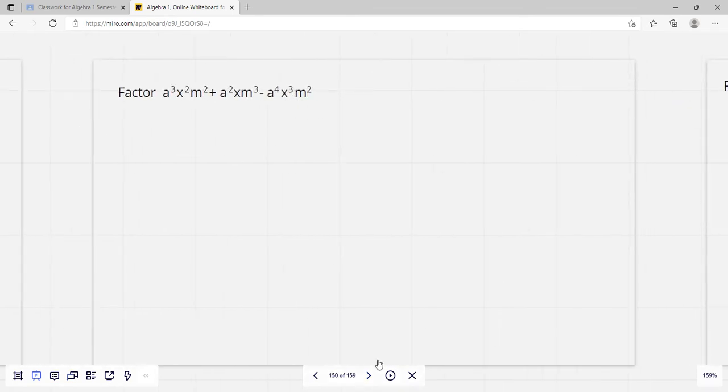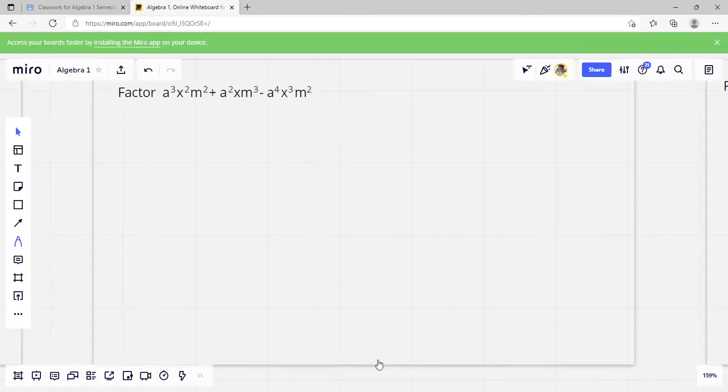Alright, this one has got some exponents in it. So first, we're going to pull out our common factors. So we've got 3 terms here. This is a to the third, a squared, and a to the fourth. So we use the one with the lowest exponent. They all have at least 2 a's, right? So we're going to do a squared.